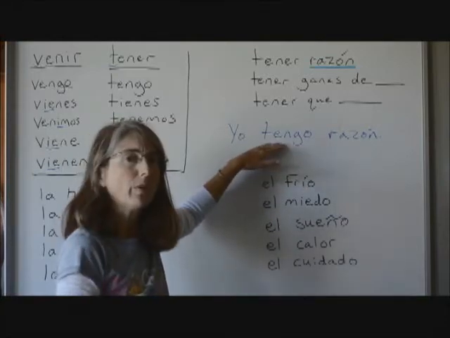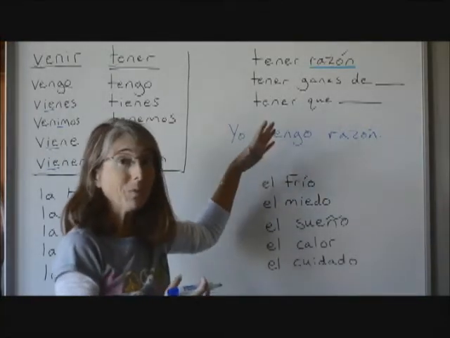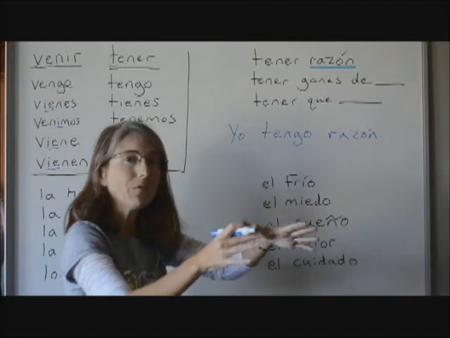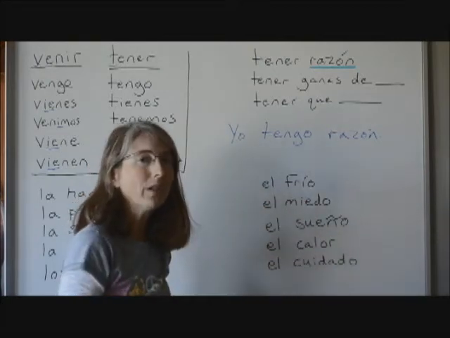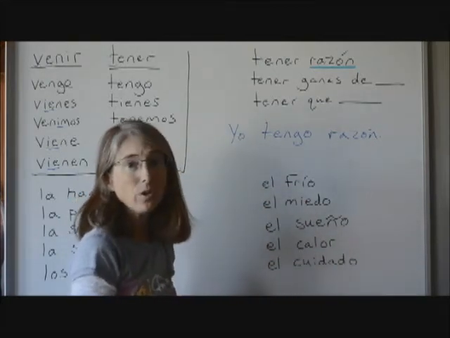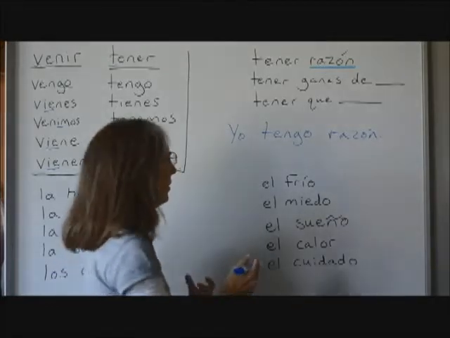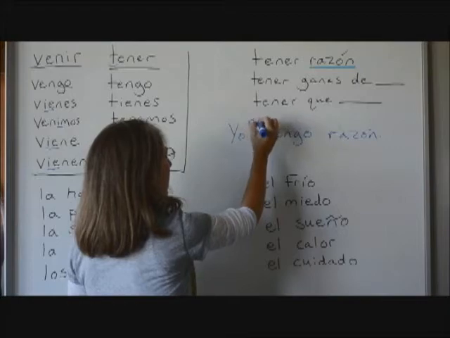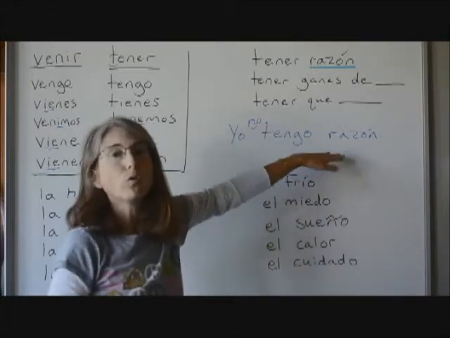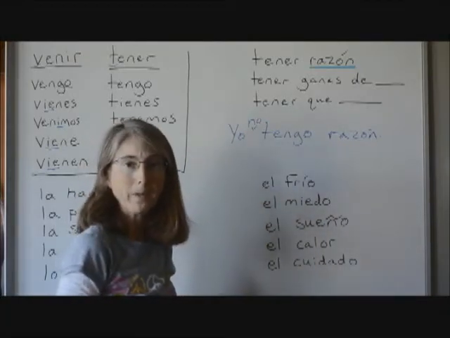And then so on, we would conjugate tener according to whoever was right. If you are right, you would say tú tienes razón, ella tiene razón, and so on. Or if I said I'm not right, yo no tengo razón. Okay.